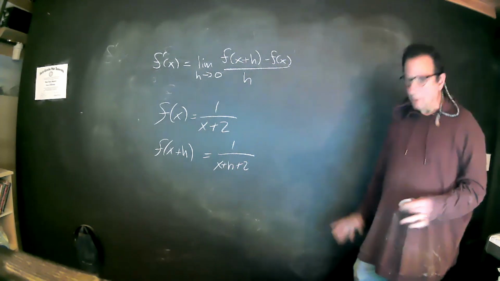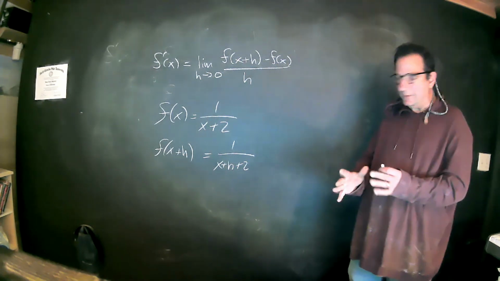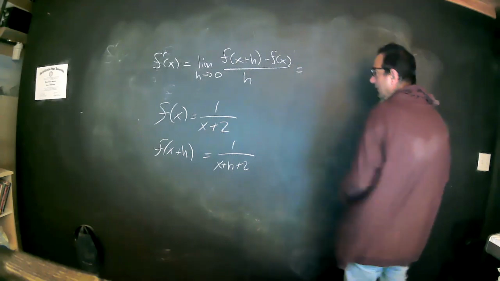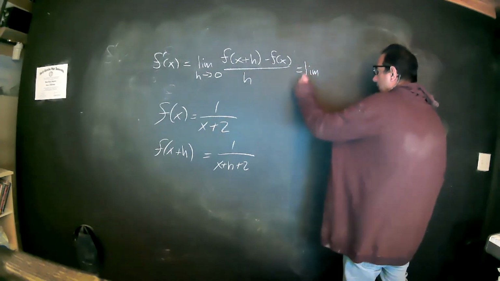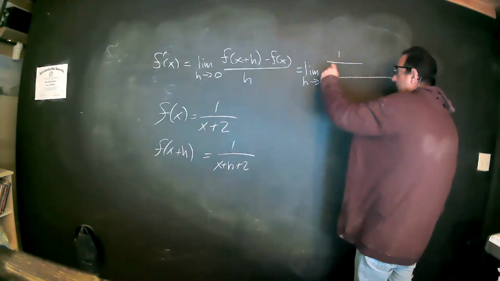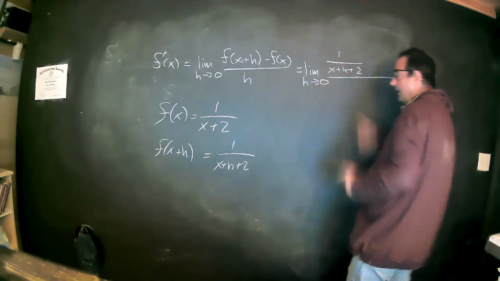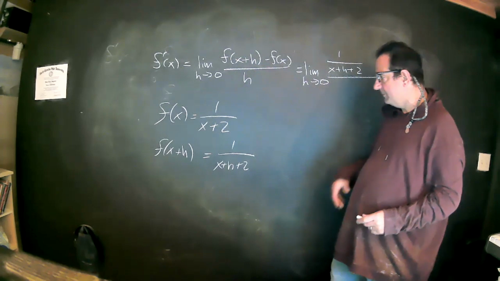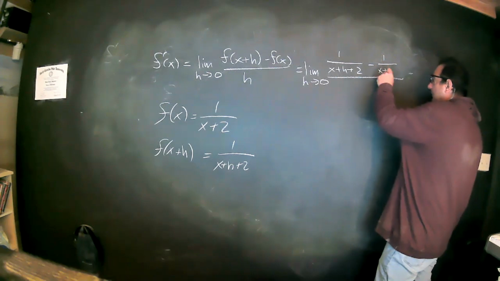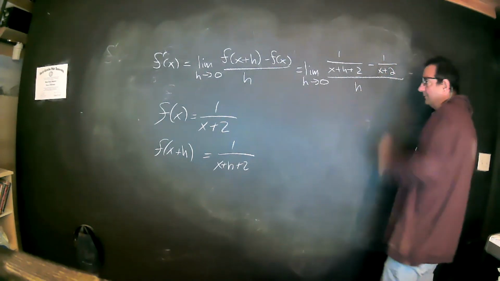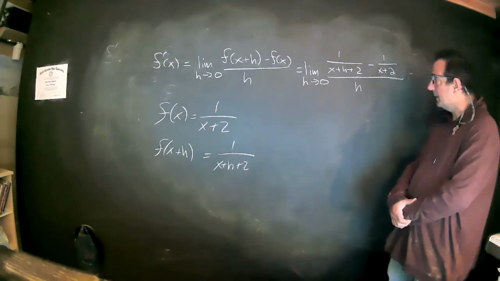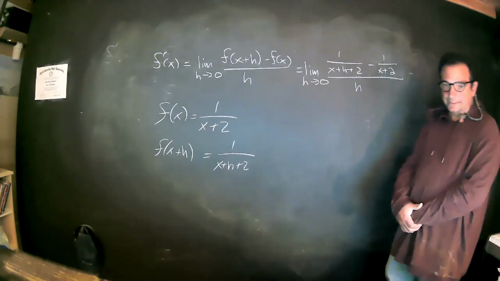Great. So now we have our ingredients, and we'll put the ingredients into the recipe and bake the product. So we have the limit, of course, as h approaches 0, of 1 over x plus h plus 2, because that's f of x plus h. Now we're going to subtract f of x, so minus 1 over x plus 2, all over h.